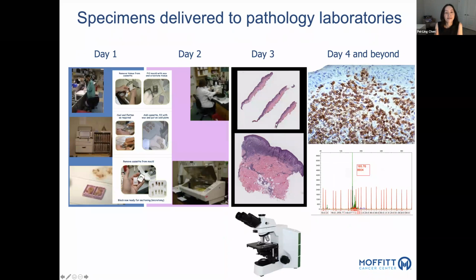And for the specimen, since I'm a pathologist, I will go over a few slides of what happens to these tissues in our pathology lab. So after the specimen is delivered to the pathology lab, on day one, we have someone who grosses the specimen, meaning they will take this shave or punch, examine it, evaluate it, and document the size. Is there anything they see on the skin? And they basically cut the tissue into pieces.